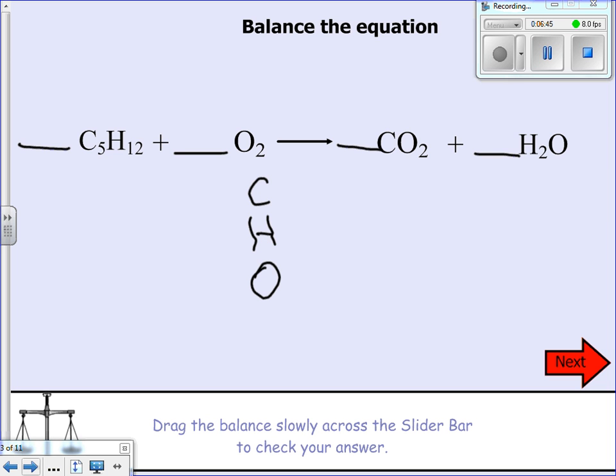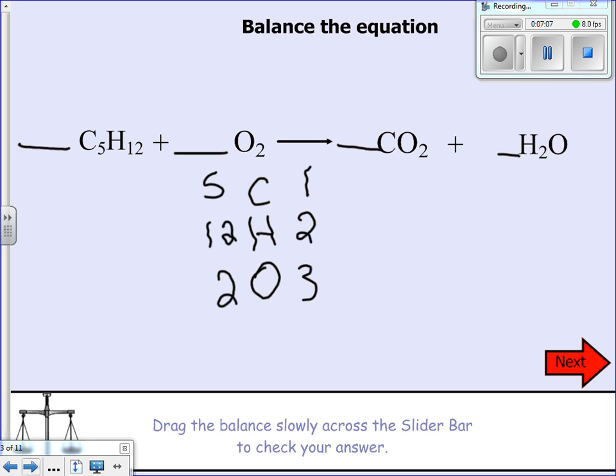Alright, I have 5 carbon as reactants. I have 1 carbon in a product. I have 12 hydrogen, and I have 2 hydrogen. On the left, I have 2 oxygen. On the product side, I have 2 oxygen here, plus 1 more oxygen over here, so that gives me a total of 3 oxygen on the product side.